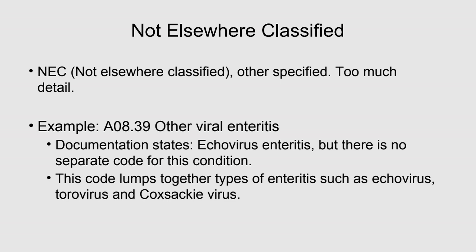So here's another example. Note A08.39, other viral enteritis. Note that echovirus enteritis is an inclusion term in the tabular list under A08.39, but there's no specific, separate code for it. So if you look up A08.39, you see that this lumps together types of enteritis such as echovirus, torovirus, Coxsackie. All of those are lumped together and coded with this one code, A08.39.